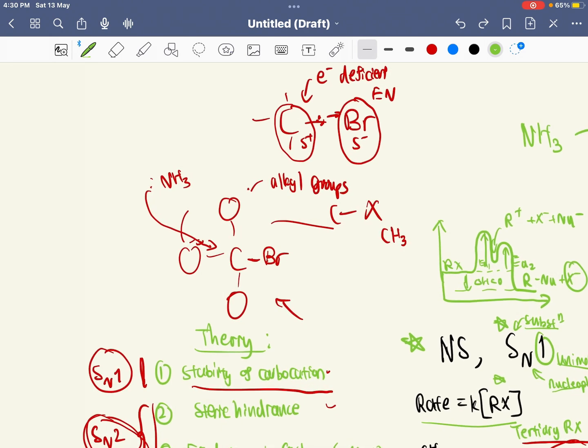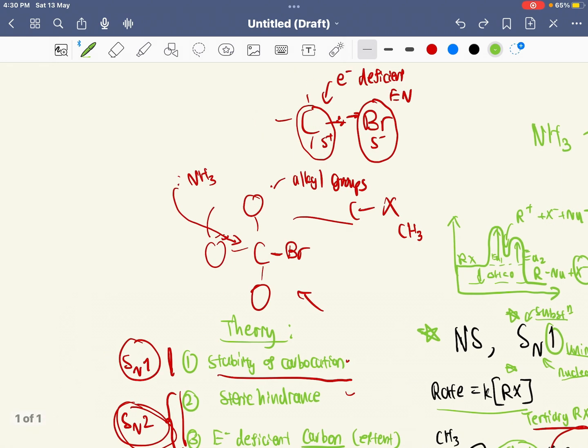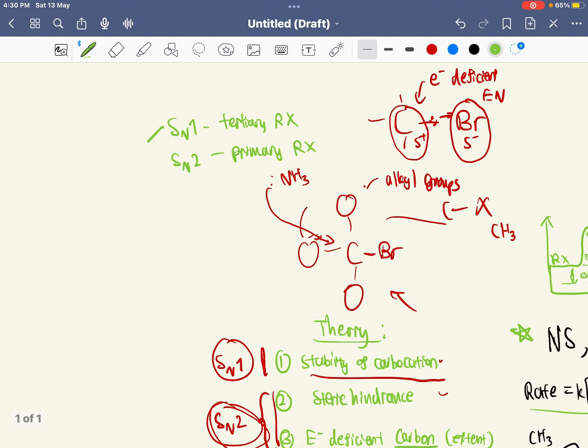Okay, so we're going to look at SN1 first. SN1 is mainly for tertiary Rx. SN2 is mainly for primary Rx. Then you'll be asking, what about secondary Rx? Well, secondary Rx can undergo either SN1 or SN2. Now, how do you know that?